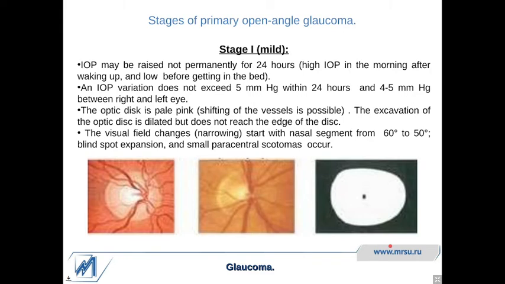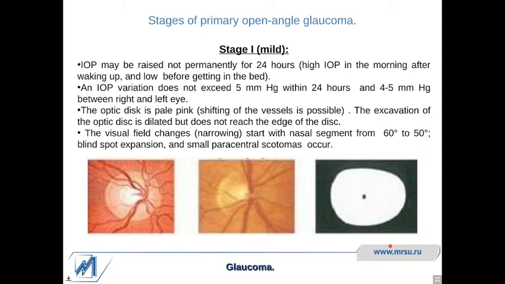There are four stages of primary open-angle glaucoma, and each stage has its own clinical signs. Stage 1, mild glaucoma. Intraocular pressure may be raised not permanently for 24 hours: high IOP in the morning and low before going to bed. The IOP variation does not exceed 5 millimeters within 24 hours and 4 or 5 millimeters between the right and left eye. The optic disc is pale pink.